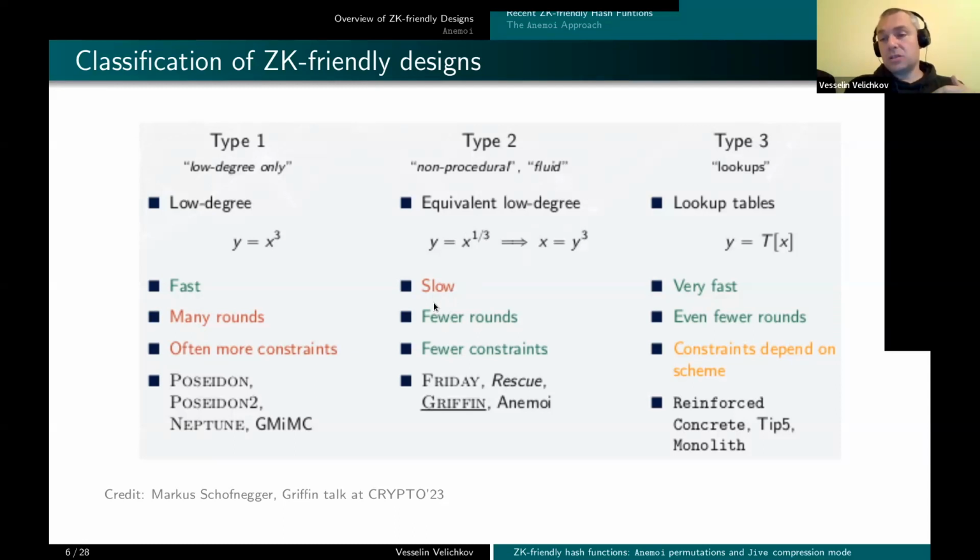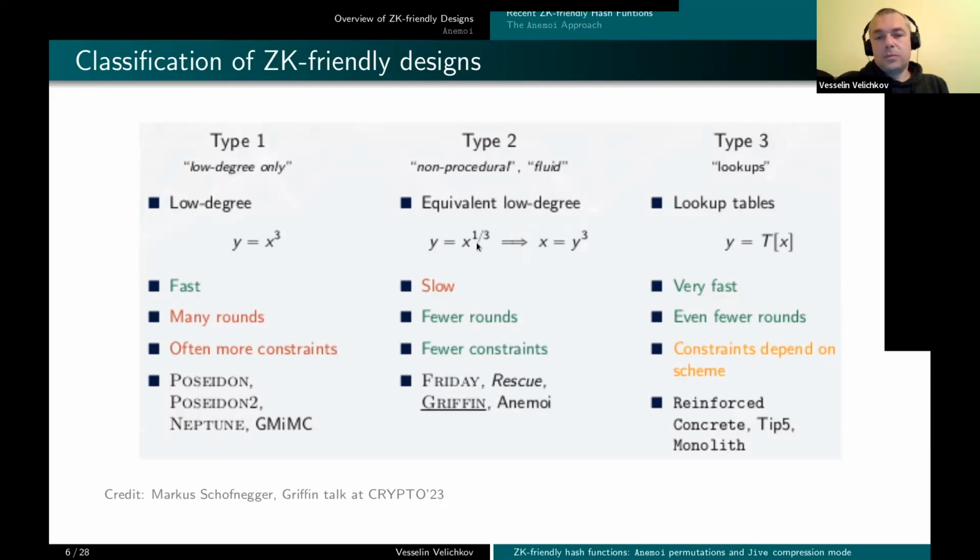But because it is of high power, you quickly accumulate very high degree polynomials, and because of this, you need fewer rounds, and consequently also fewer constraints. And designs of this class are Vision and Rescue from the Marvellous design strategy, and Griffin and Anemoi, which were very recently proposed. And then type 3, these are designs that are using lookup tables.